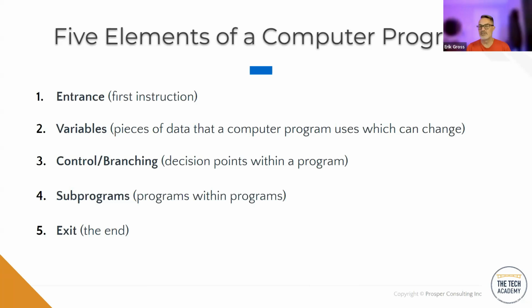Now, they're not always in this exact order. The only ones that are in the exact right order are numbers 1 and 5. But in between there, with variables, control and branching systems, and subprograms, you just put them where you need to accomplish the program's purpose. And again, you'll see some of that tonight. All right, so there we are, the 5 elements of a program. Now let's get to coding.